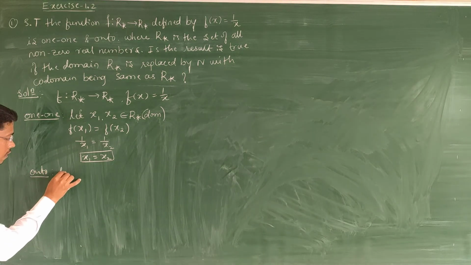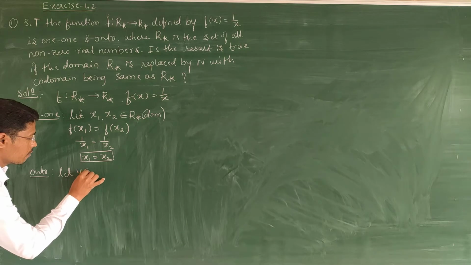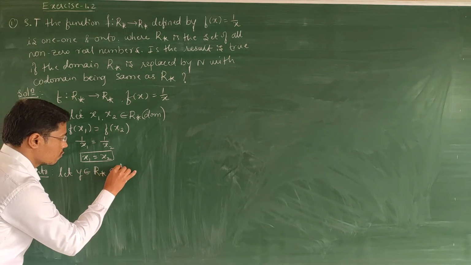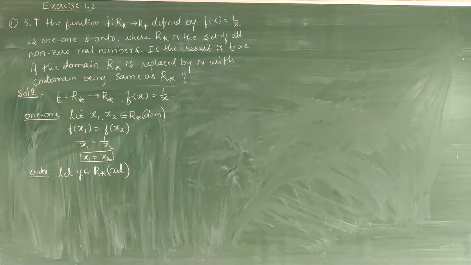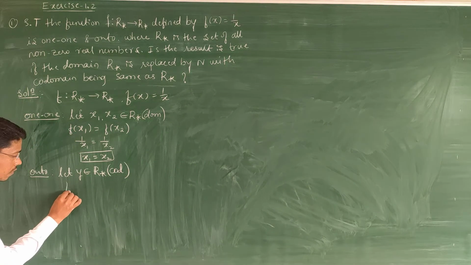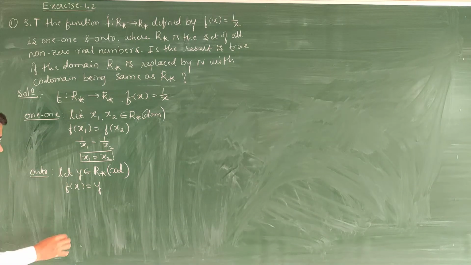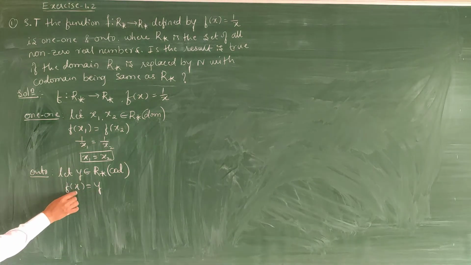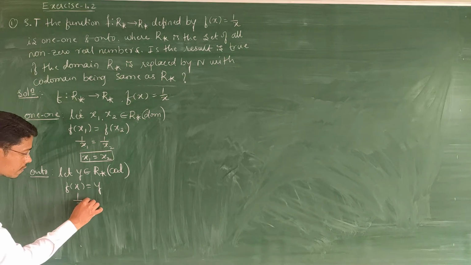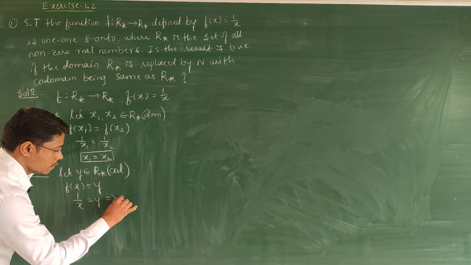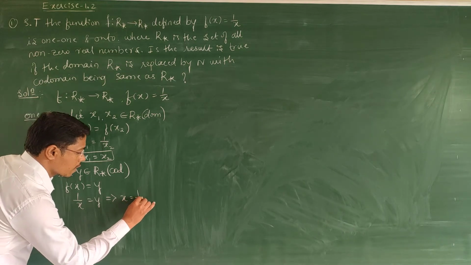So let y belong to R star. This is the codomain. Next, f of x equal to y. F of x is 1 by x, and this is equal to y. So this implies x equal to 1 by y.